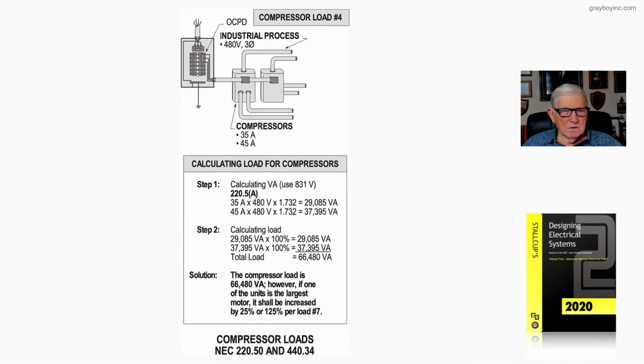Now let's take a look at this figure 23-13. It deals with compressor loads, and it's load number 4. And now we have industrial process type compressors here, and we have one at 35 amps, one at 45 amps. The supply voltage is 480 volt 3-phase. Now we take the information that's given and we do the calculation.